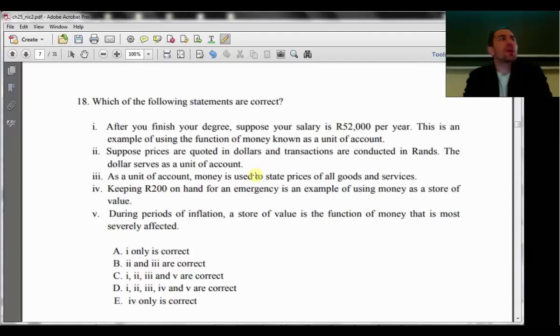Okay? So what do I mean by a medium of exchange? A medium of exchange means it's the thing that I give to people in order to get goods and services. Okay? Unit of account means this is the price of the thing.